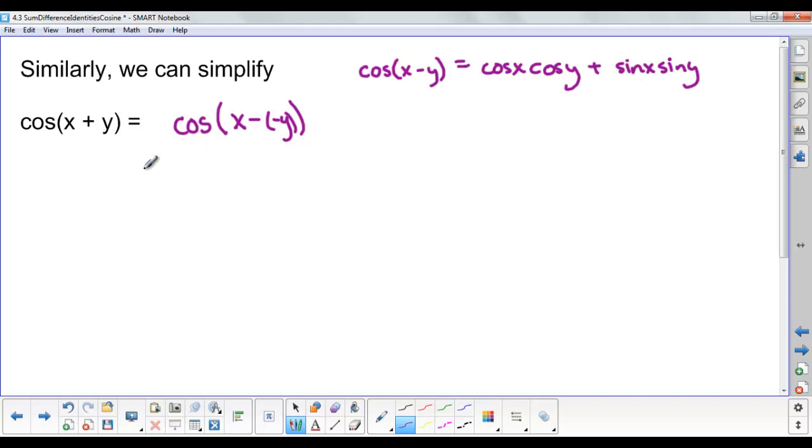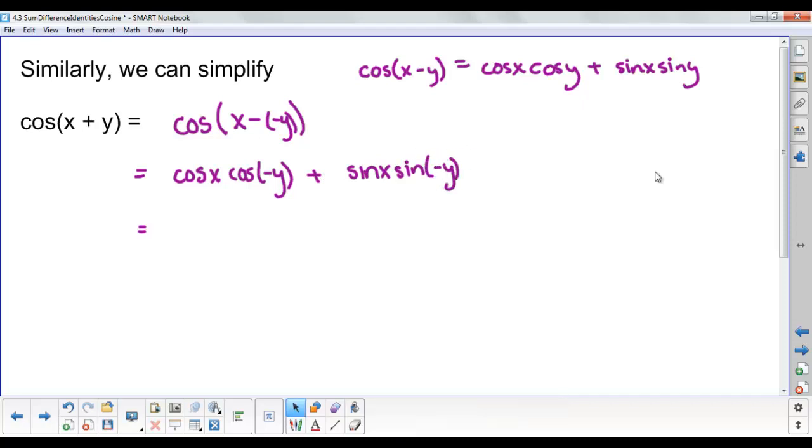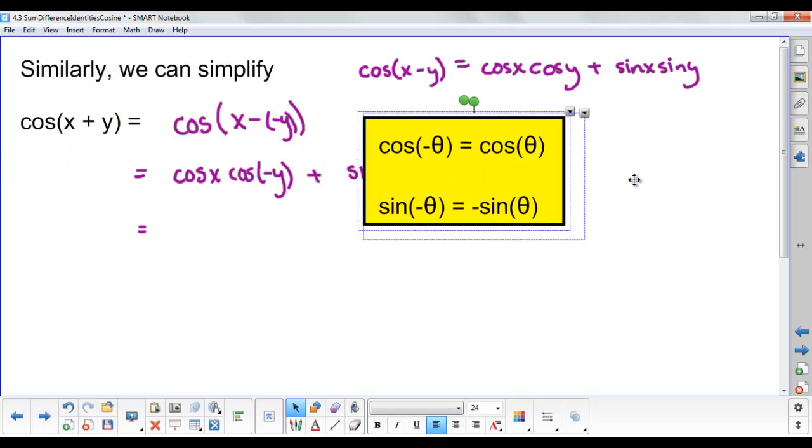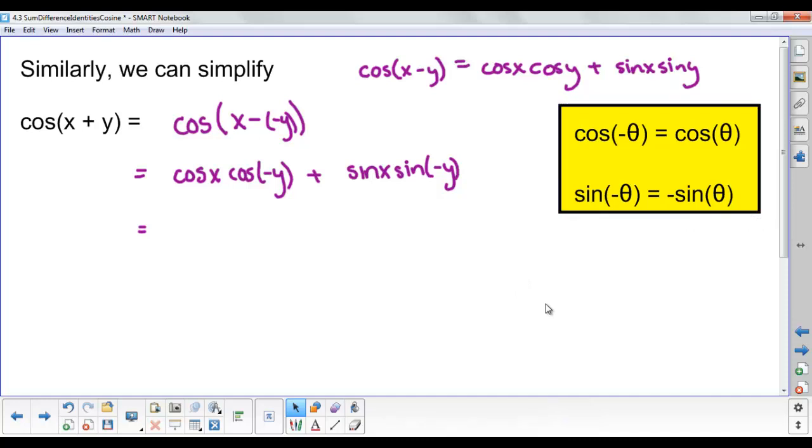So using the difference identity, I can say that cos of x minus negative y is cos of the first angle times cos of the second angle plus sine of the first angle times sine of the second angle. Once we're at this point, the important thing is to remember the relationships that I showed you on the first page. I'll just recall those, and that'll help us simplify a little bit further.